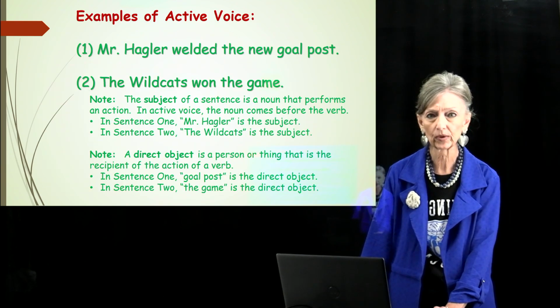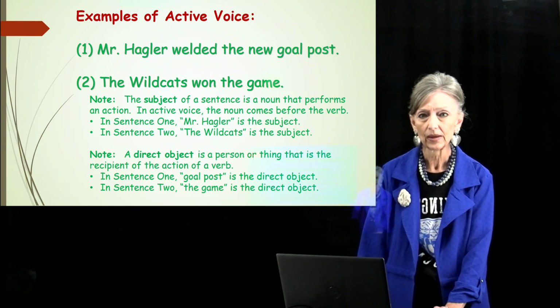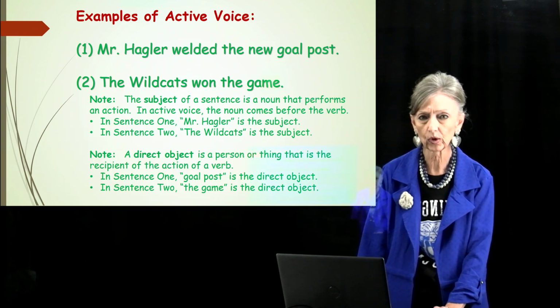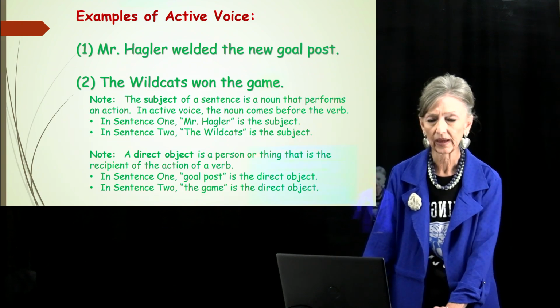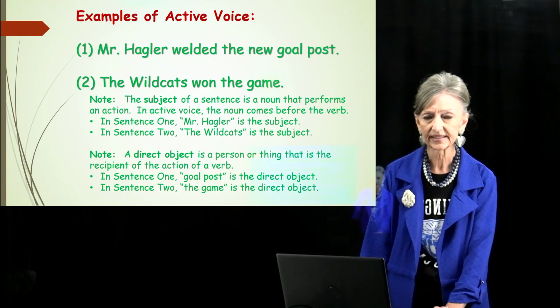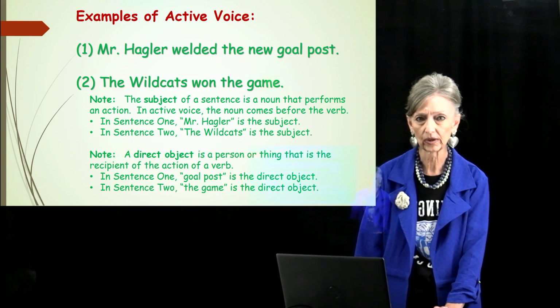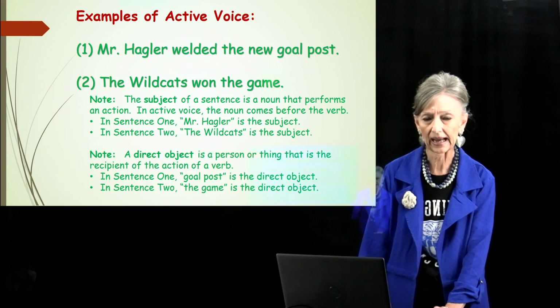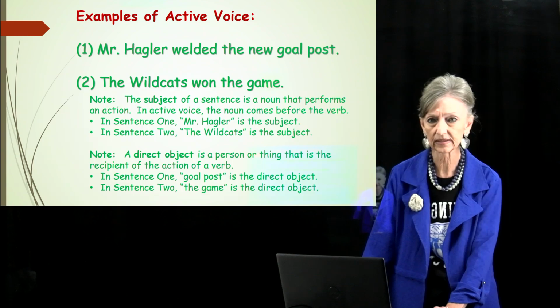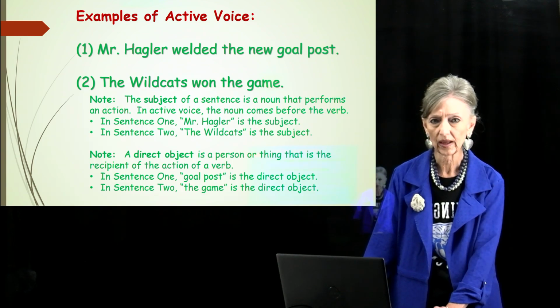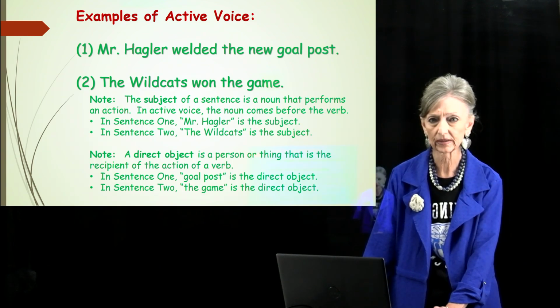Here are some examples of active voice. Mr. Hagler welded the new goalpost. The Wildcats won the game. Make a note. The subject of a sentence is a noun that performs an action. In active voice, the noun comes before the verb. In sentence 1, Mr. Hagler is the subject of the sentence. In sentence 2, the Wildcats is the subject.